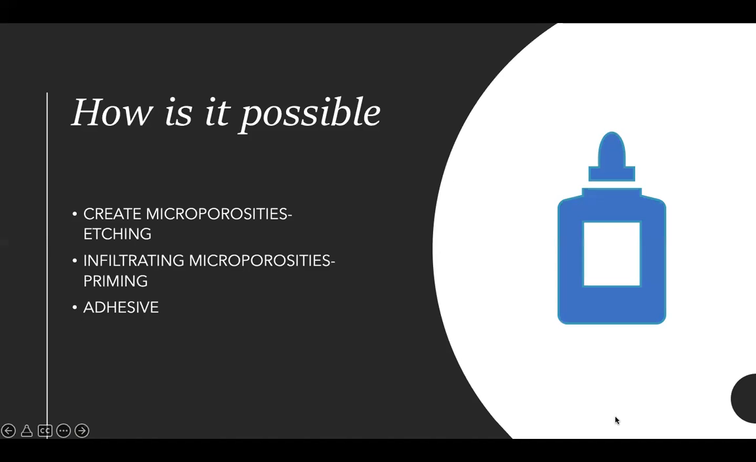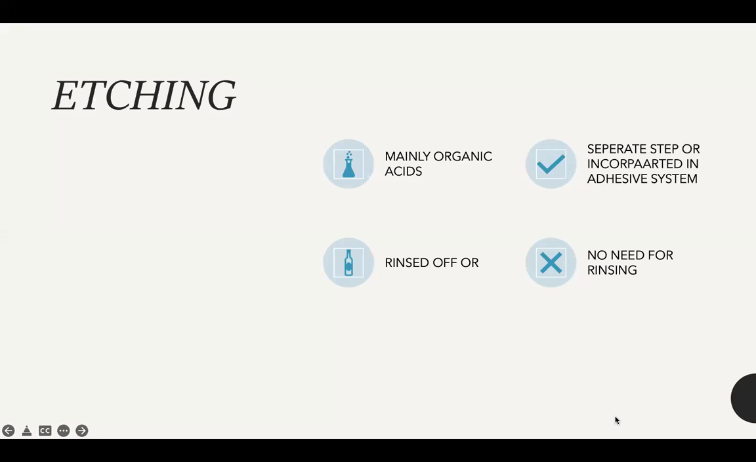First we have to create some microporosities by means of etching, and we have to infiltrate those microporosities by using something called a primer, and then we have an adhesive. So primer is nothing but an adhesion promoting agent. Adhesive is nothing but an unfilled resin. Etching is done by using mainly an organic acid. It can be either a separate step or it can be incorporated in the adhesive system.